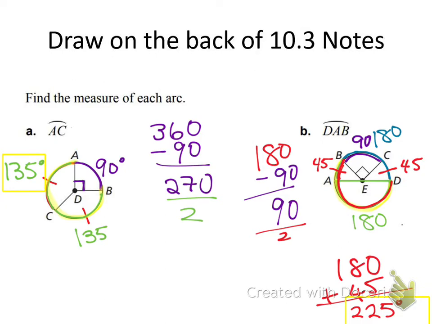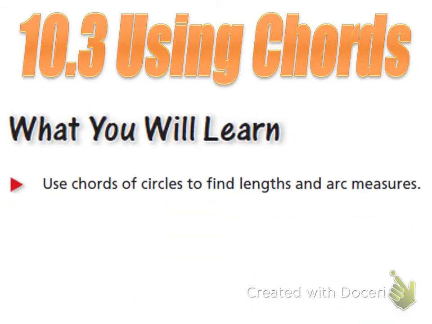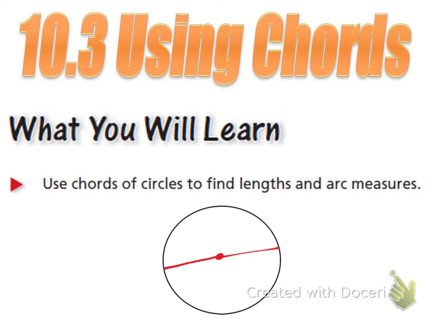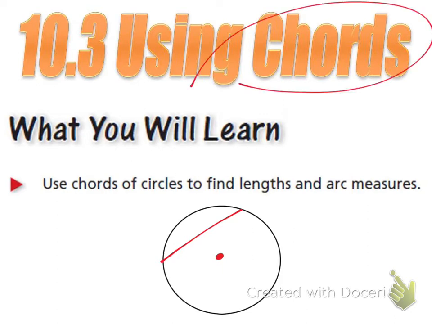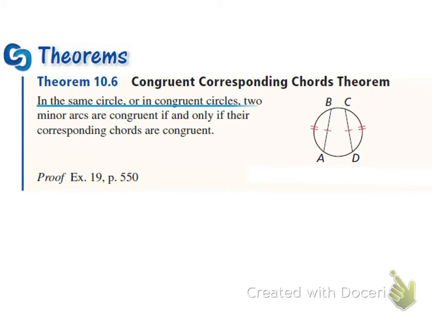That was just review. We're going to be talking about using chords. So let's back it up and refresh on some vocabulary. What do we call a segment that goes from the center of the circle to the edge of the circle? A radius. What do we call a segment that goes edge to edge through the center? Diameter. What do we call one that just goes edge to edge? A chord. A diameter is a type of chord. So we're going to be talking about chords, also some diameters in this section. So I'm going to have you highlight in a second.